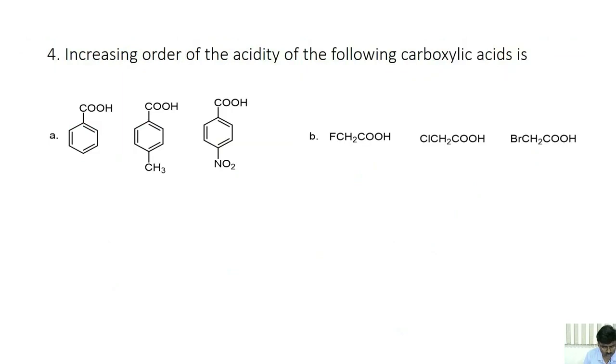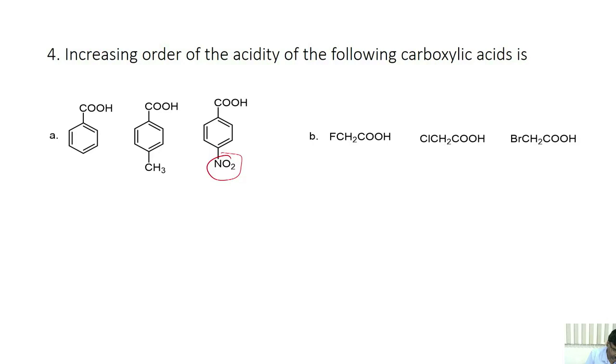Now let us look at the next example. Increasing order of the acidity of the following carboxylic acids is, there are two sets of carboxylic acids. First one involves benzoic acid and its derivatives. We look at these carboxylic acids just as we have seen the electrophilicity of aldehydes. Here benzoic acid has a methyl substituent, here it has a nitro substituent at fourth position.